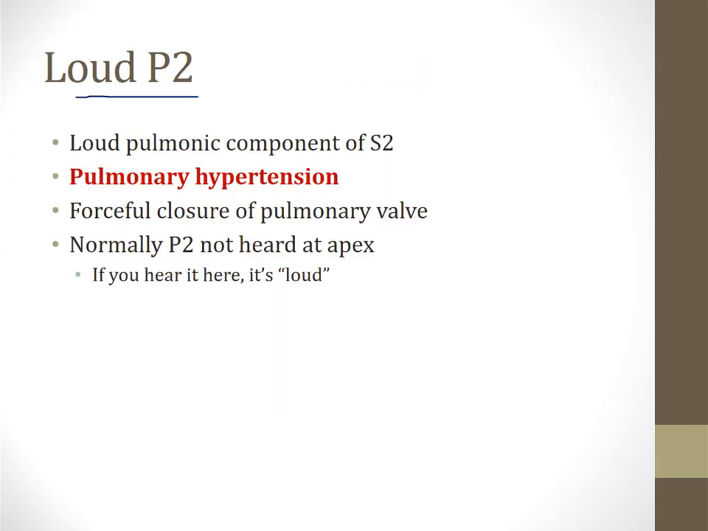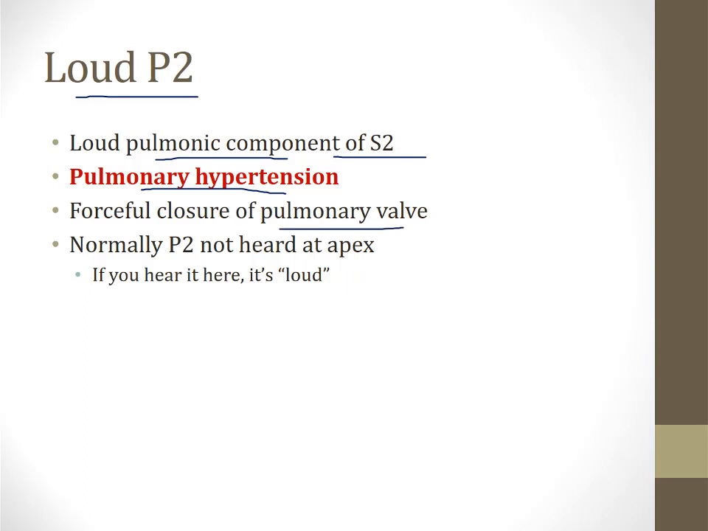A loud P2 is a finding that is classically seen when there is pulmonary hypertension due to any cause. What people mean by a loud P2 is that there is a loud pulmonic component of the second heart sound, S2, and anytime there's high pressure in the lungs, there will be forceful closure of the pulmonic valve, and this will lead to a loud P2.